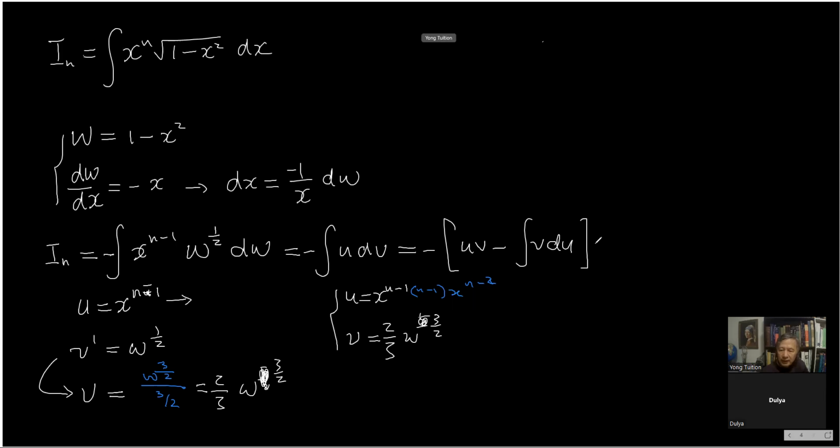Can we just go on? Doesn't matter. This is uv, take du. So this is du here, right? So write everything here. V is 2 over 3 W, 2 divided by 3 divided by 2, multiplied by this integral. Wow, that is not easy.